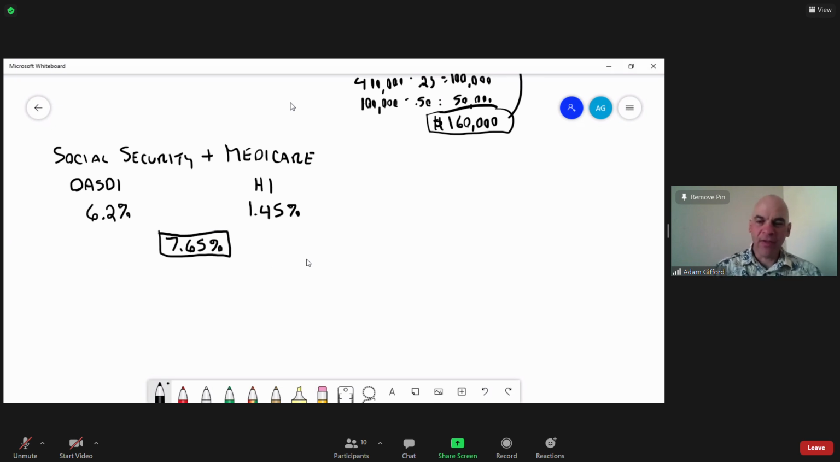Now we're going to throw in the thing that makes it tricky. We have the maximum taxable earnings.